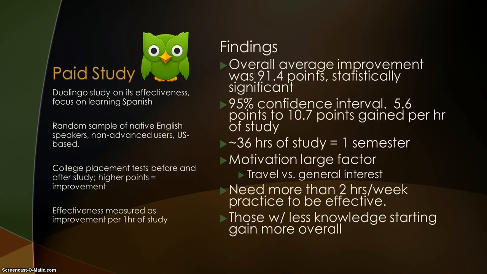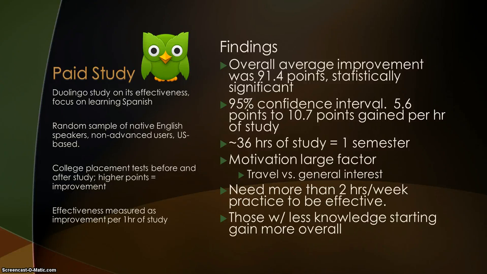The random sample was a bunch of people who were obviously non-native speakers, and it was mostly U.S. based. They used college placement tests before and after the study. Obviously, higher points meant more improvement, and there's this effectiveness measurement that they did per hour of study. So the more points they got per hour, that was considered an improvement.